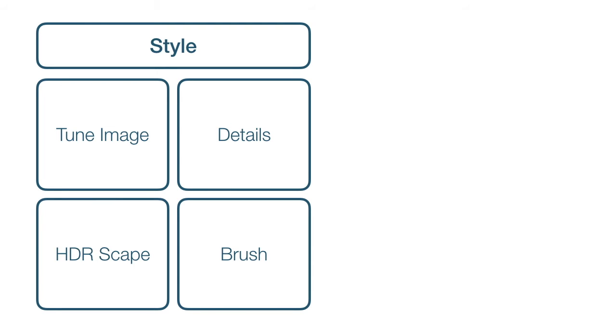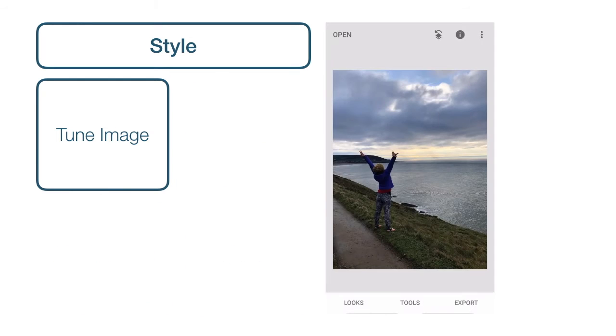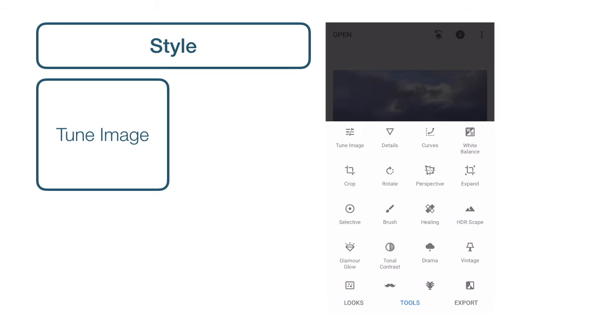These tools can really have an effect on the quality of a photo, even if it started off a little under or overexposed. So if your shots aren't perfect at first, then a little perseverance with the style tools is definitely worth it. So let's start with Tune Image. Tune Image allows you to fine-tune the colour and exposure of your image. To do this, just tap Tools and tap the Tune Image icon at the top left.